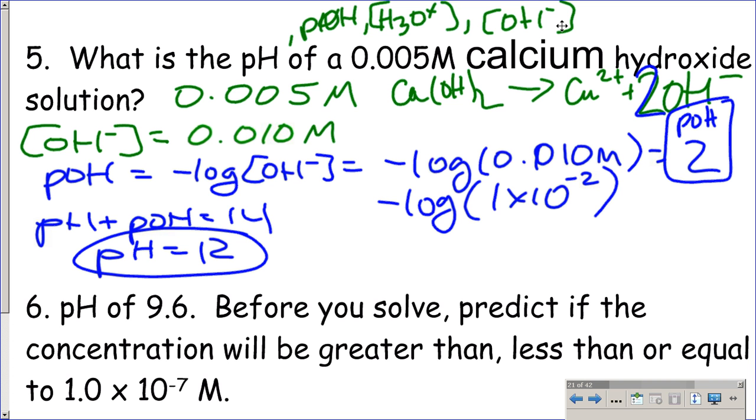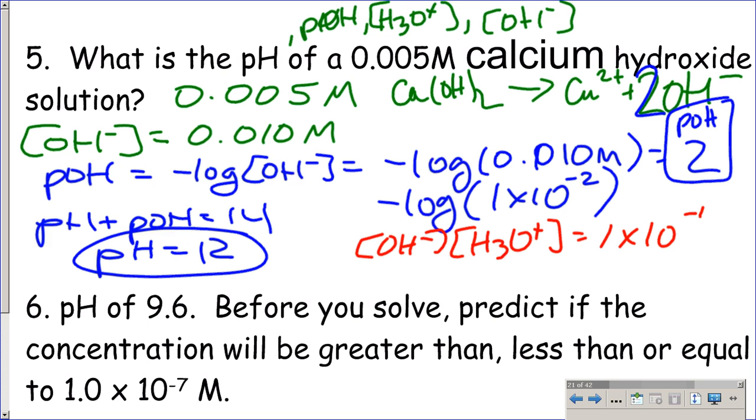Okay, what's the next thing you want to find? How do you want to find hydronium? Oh, I want to do a different one. We haven't done this other formula yet. What's the only formula we've not used? Okay, Kw is equal to 10 to the negative 14. No calculators on this one. See if you can do this. What are you going to solve for here?